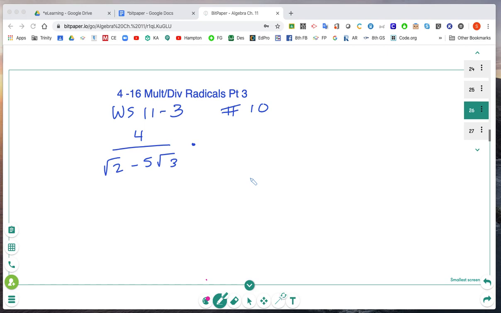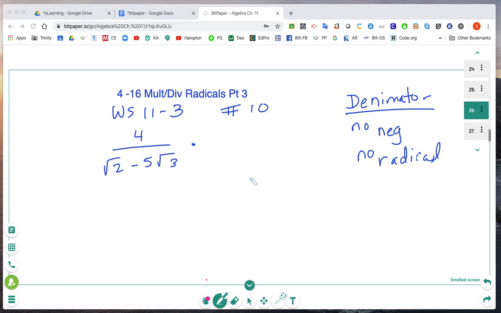So when we are trying to simplify a division problem with radicals, the first thing that we're going to look for is radicals and negatives in the denominator. So a reminder that in the denominator, you cannot have a negative or a radical. So we're going to get rid of both of those.